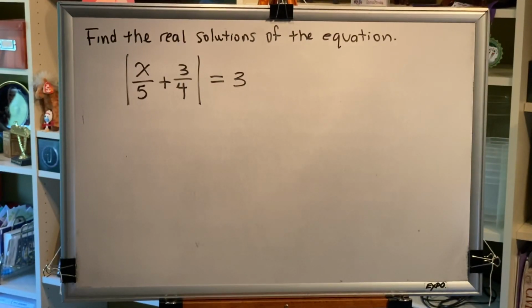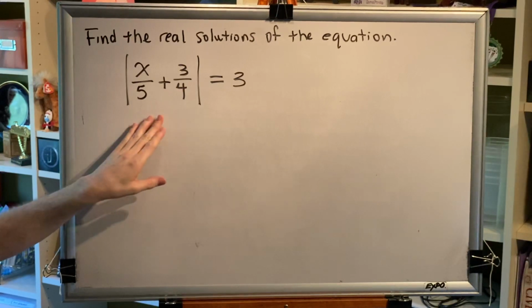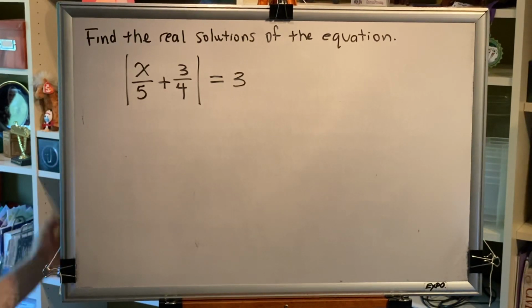The topic of this video is solving absolute value equations. Let's look at a problem. Find the real solutions of the equation: the absolute value of the sum x fifths plus 3/4 equals 3.